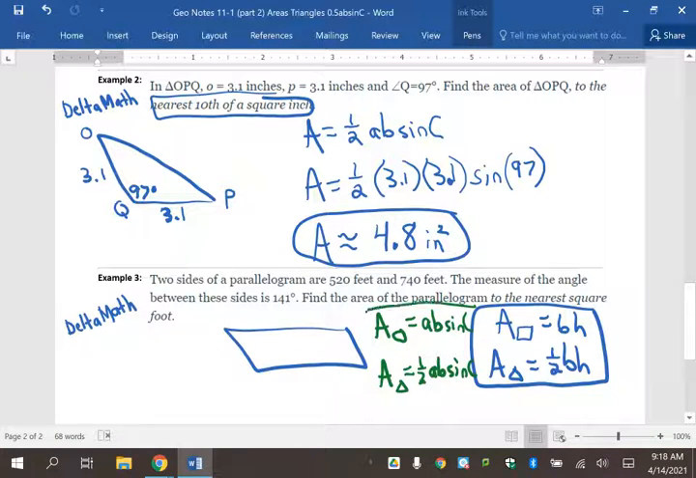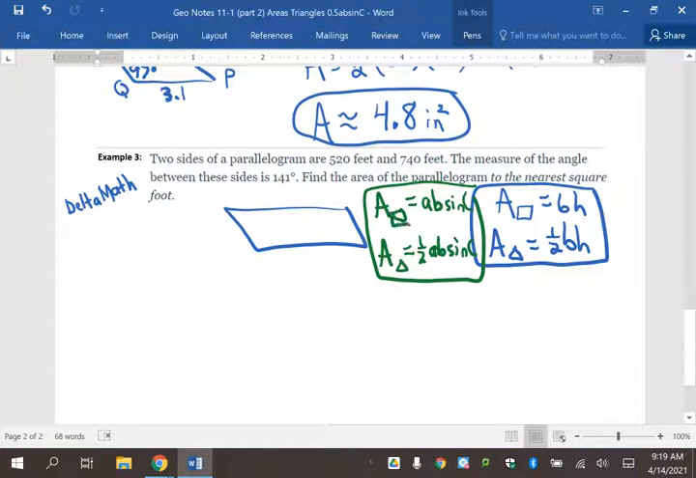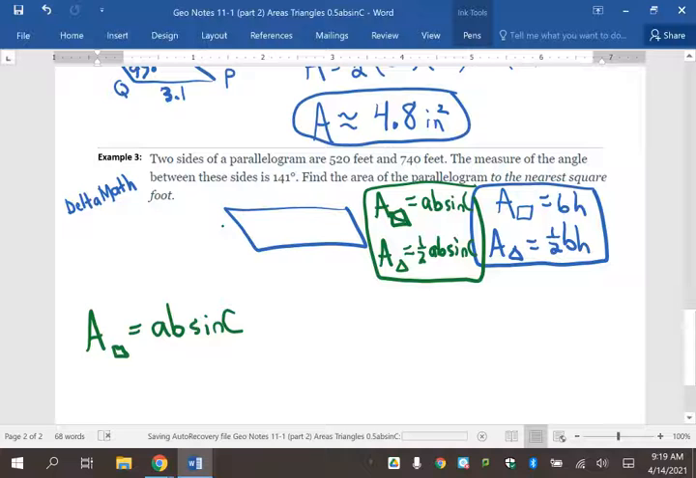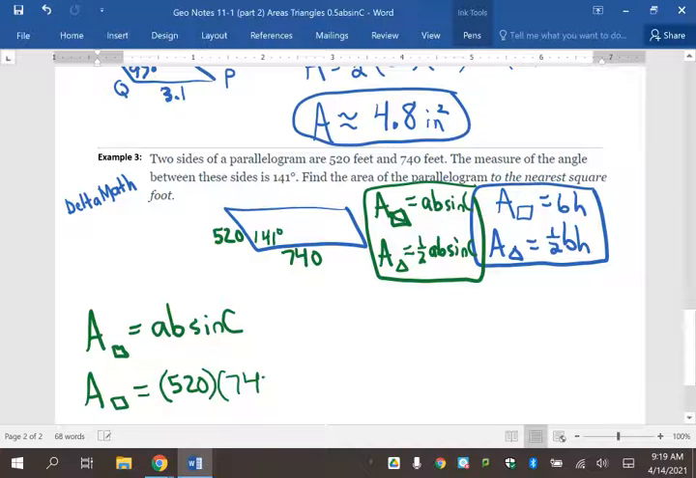So in this problem, we are going to use area of a parallelogram. This looks really weird, but this is supposed to be a parallelogram. Area of a parallelogram is AB sine C. So you just don't put the 1/2 in front of it. They say that two sides of this parallelogram are 520 and 740, and the angle between these sides is 141 degrees. So we have enough information. So we have area of this parallelogram is the two sides multiplied together, 520 times 740, and then times sine of their included angle, 141.